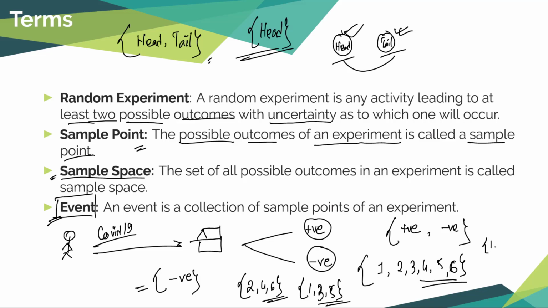So in that case the set will be 1, 2, 3, so that will also be called an event, and to be specific, that will be called the event of getting something less than 4, right? So these 4 terms are widely used in probability: random experiment, sample point, sample space and event.